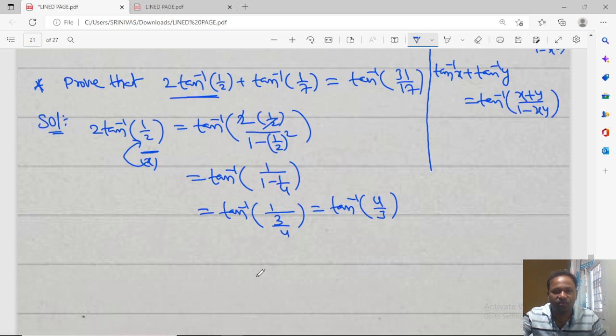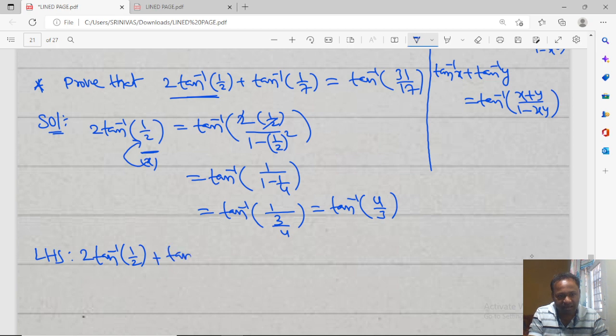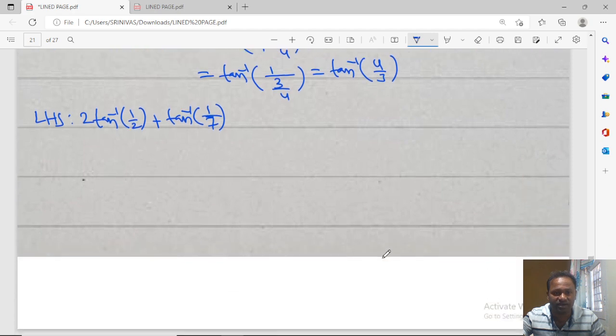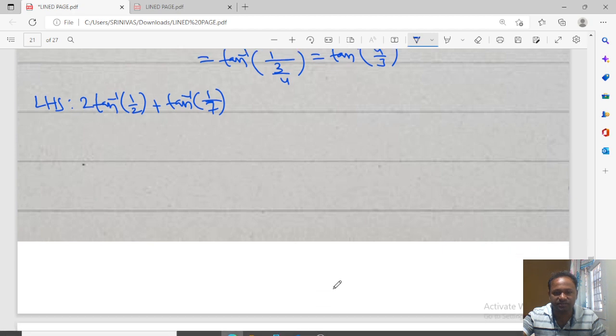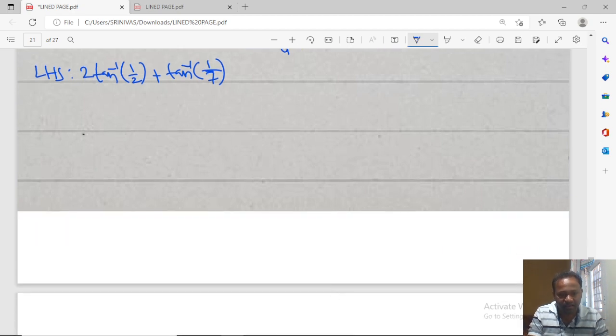Okay, now I will take LHS. What is LHS? 2 tan inverse 1 by 2 plus tan inverse 1 by 7. Okay. What we have to prove? RHS, tan inverse 31 by 17. We have to show that its value is equal to tan inverse 31 by 17. I will prove it.